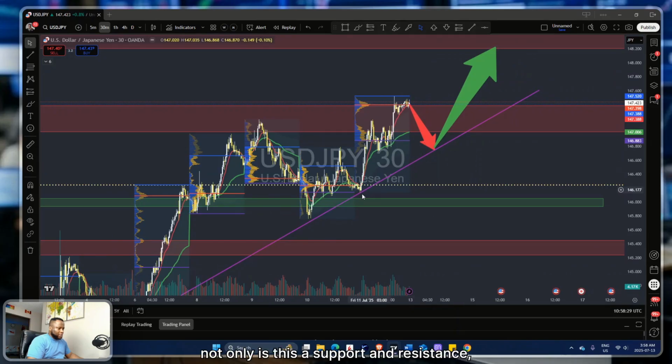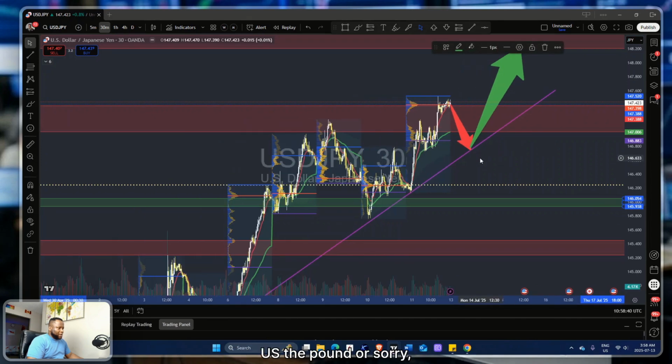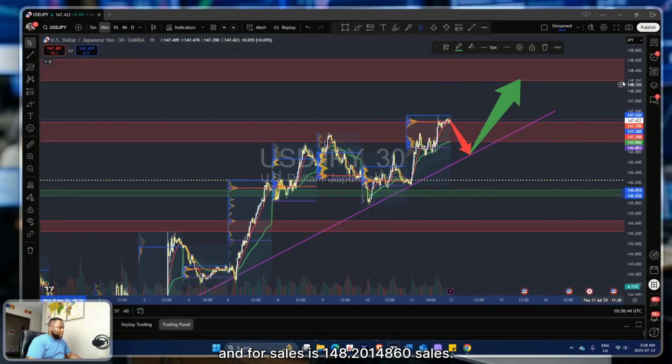then not only is this a support and resistance, we also have a demand zone here where price just went up like that, right? So 146.00 is a good place to buy the USD.JPY. And for sales, it's 148.20, 148.60 is for sales. If we cannot break below 146.81, or a break below 146.81, 146.50 brings us to 146 right, where you can take your longs.